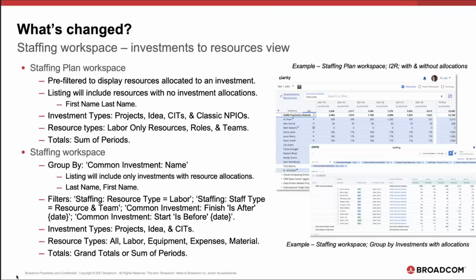The staffing plan includes that pre-built view to display investments and their resource allocations. That telescope determines the date range, it determines the investments to include. And then, as I mentioned, it's going to include investments with or without resource allocations. It's going to include project ideas and custom investment types and NPIOs. It's only focused on labor, but for roles, resources, and teams, and it's going to use sum of totals.